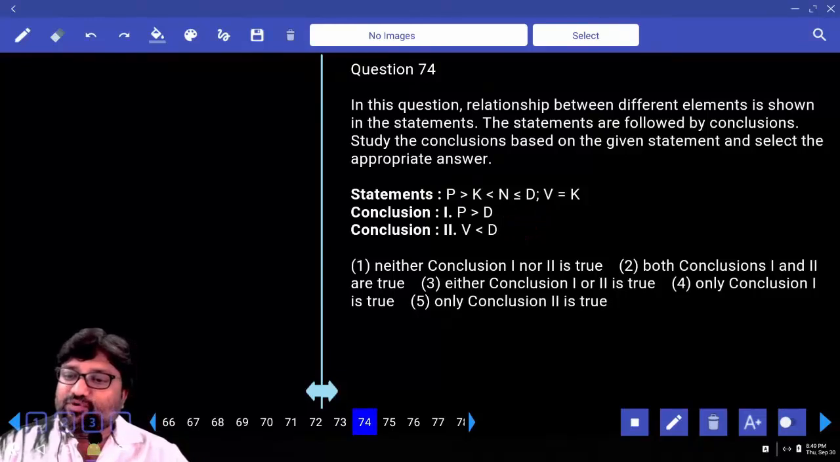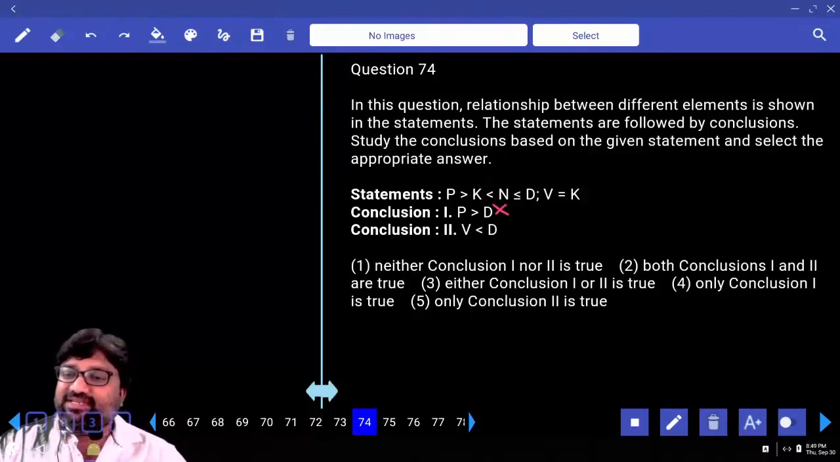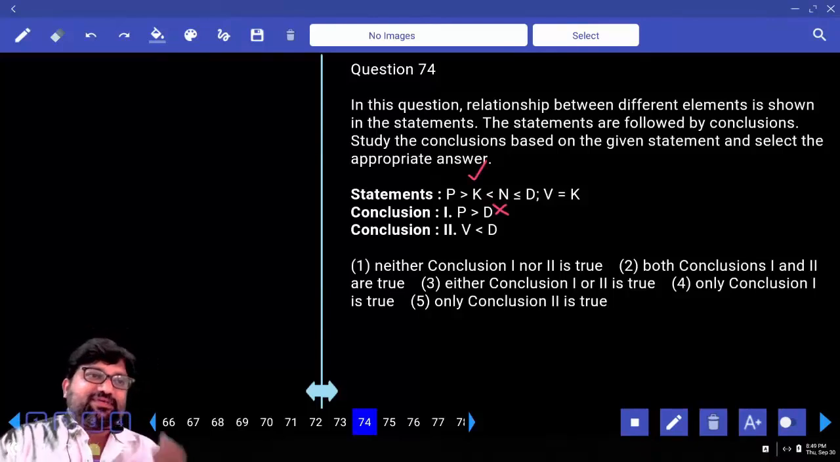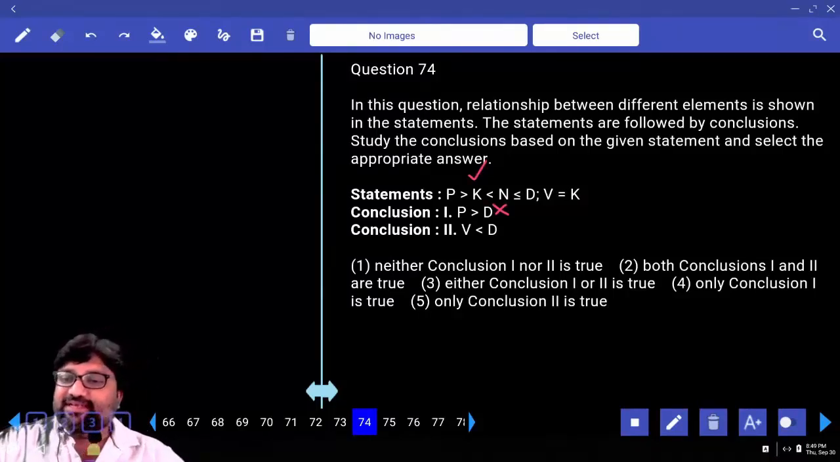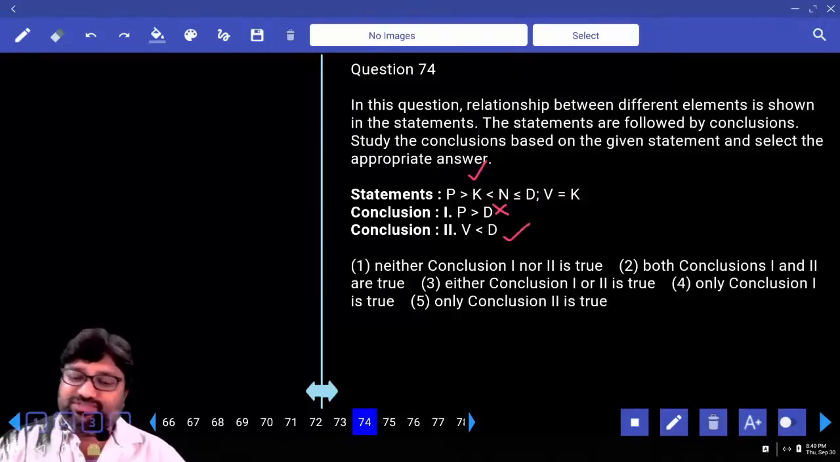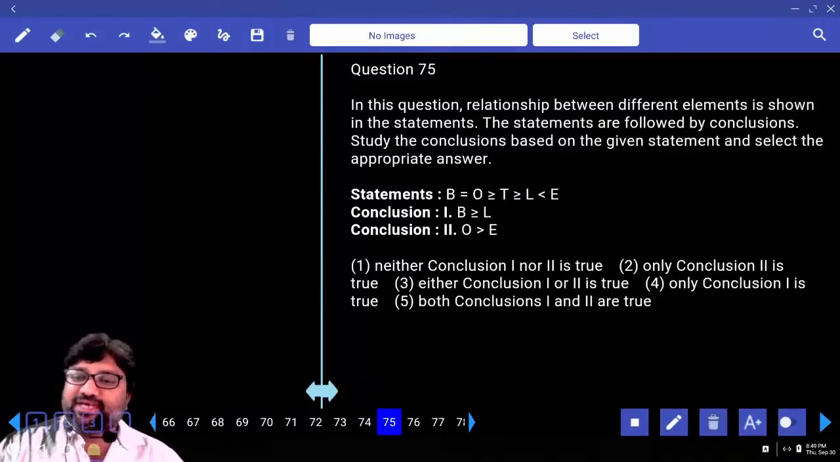Now 74, P and D. What is the problem? Opposite symbols. Cannot be determined. V less than D. Bring this V directly to the place of K, because both V and K are the same. So what is the conclusion that I can get? V less than D. So what's your answer? Only 2 follows.